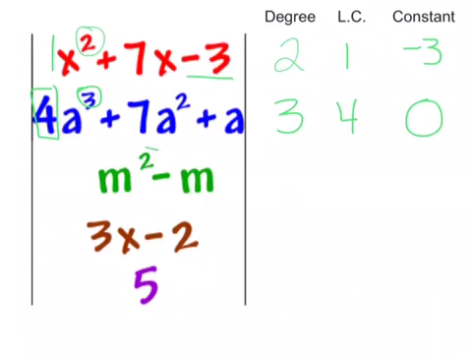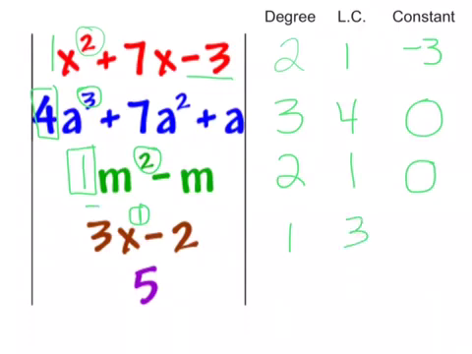The degree of the next one is 2, the highest exponent. The leading coefficient is again 1, the number out front of m. And again, our constant is 0. The next example, the degree is 1. Remember, when an x, a variable, does not have an exponent, the exponent is 1. So our degree is 1. It's a first degree polynomial. Our leading coefficient is 3. And our constant is -2. That number right there.